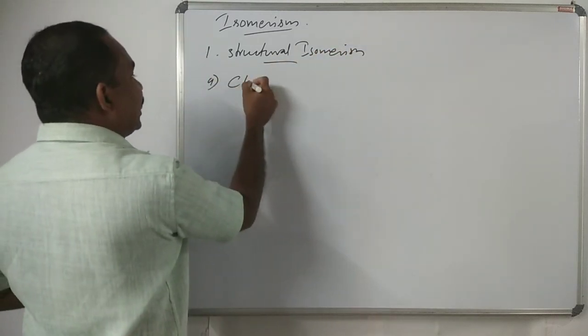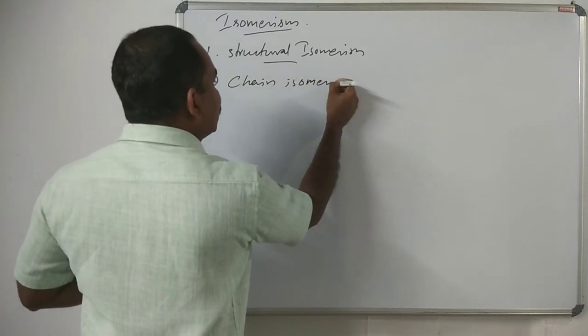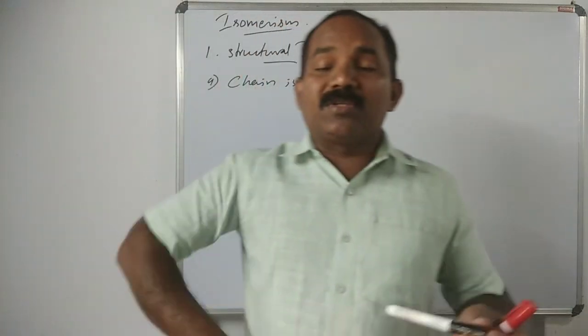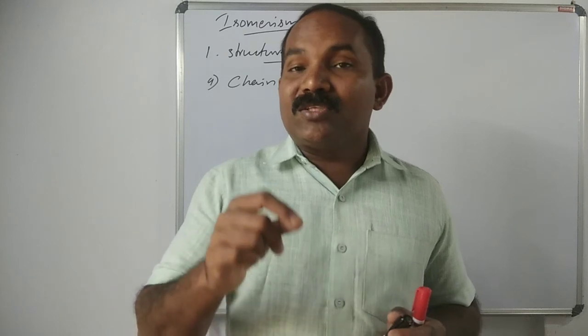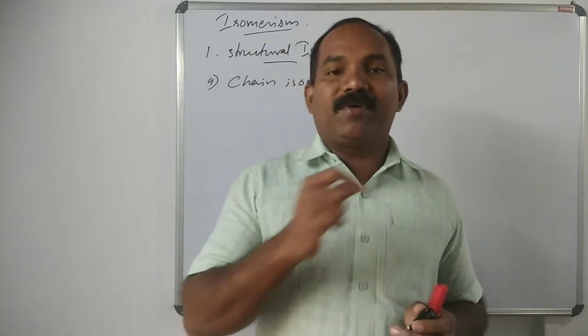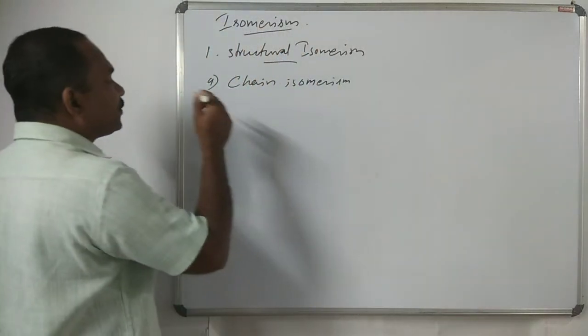In that, chain isomerism. What is chain isomerism? Compounds have the same molecular formula but different structural chain. Okay, the chain is different. Structural chain is different.